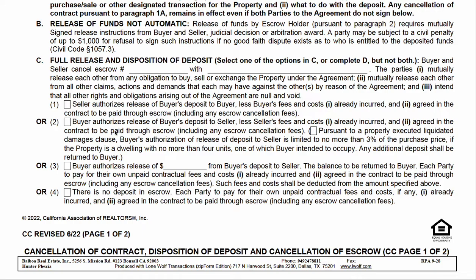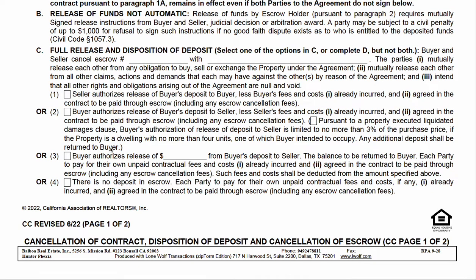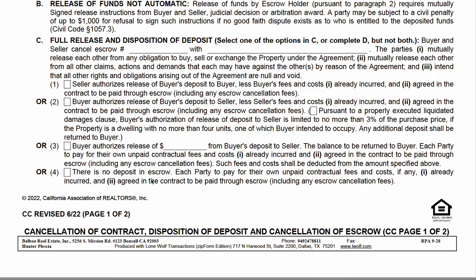And then there are all these other scenarios. Buyer authorizes release of buyer's deposit to seller. And you can read through this because there's every scenario you can imagine. Buyer authorizes release of a flat fee number of dollars. And there's no deposit in escrow. So they're all different scenarios. I don't need to go through any sort of agreement that people can come up with. But typically, if the buyer's within their contingency, they just check this box right here and it's done. The whole deposit goes back to the buyer.